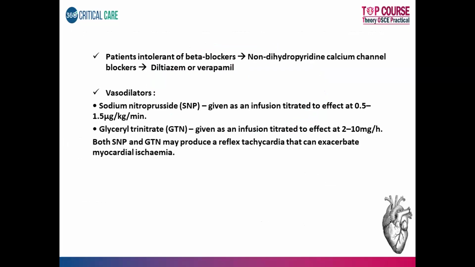Next, if the patients are not tolerant or if there is any contraindication to beta blockers, then the next best antihypertensives would be the non-dihydropyridine calcium channel blockers. That is nothing but diltiazem or verapamil. Okay. And with this also, if the BP is not controlled, the last measure would be the vasodilators, but you should be very careful while using vasodilators because they may produce a reflex tachycardia, which may exacerbate the myocardial ischemia or the aortic dissection, further proceeding into rupture.